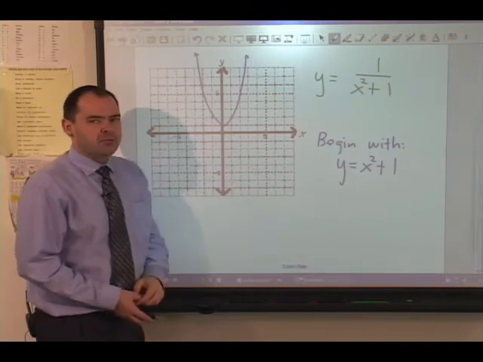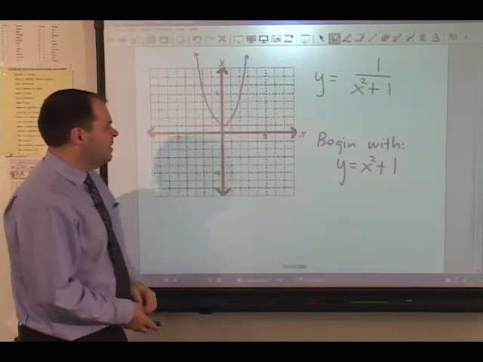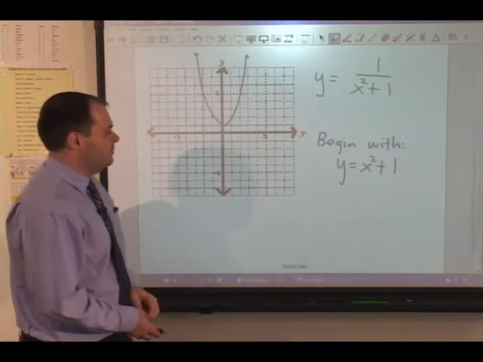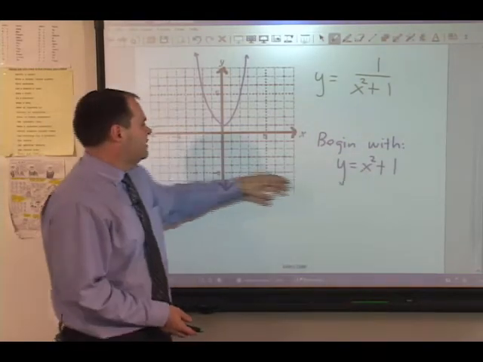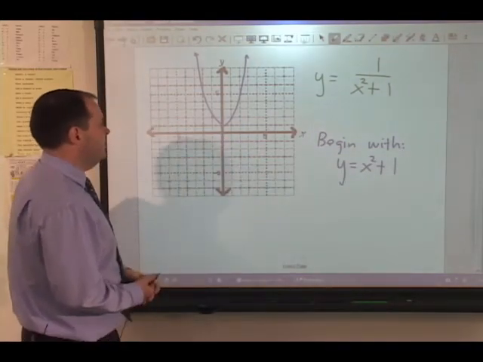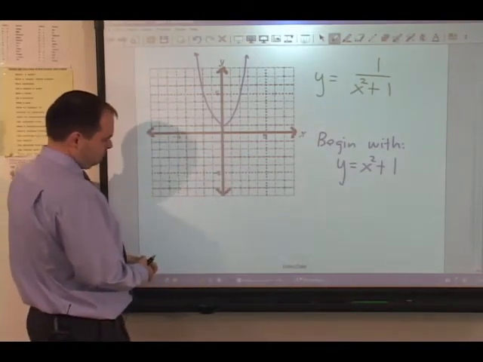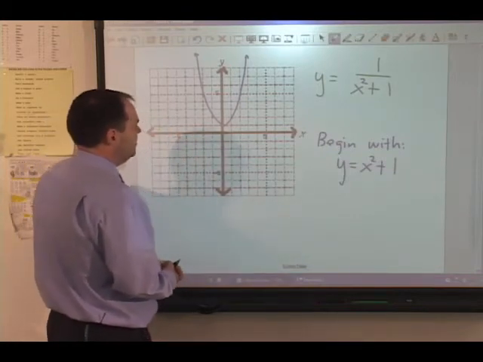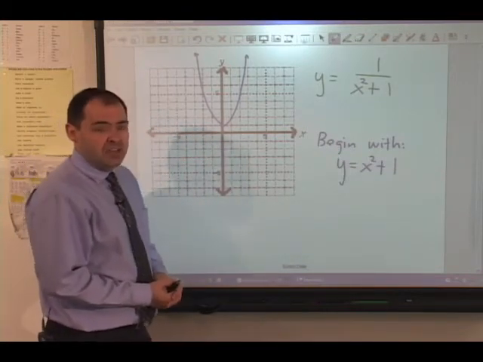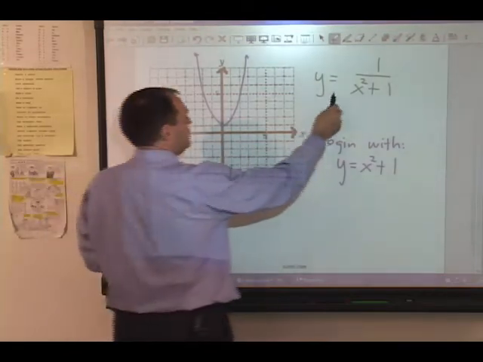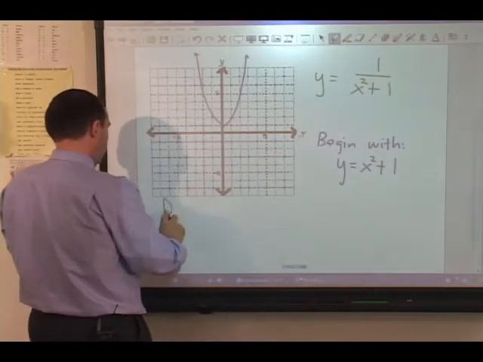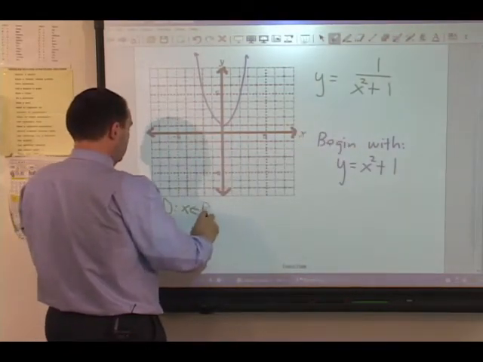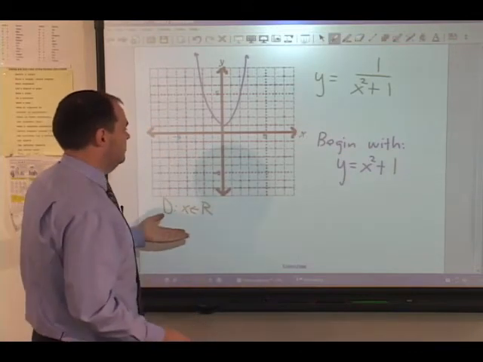For our final example, we'll look at another parabola, but this time a parabola that has no x-intercepts. X squared plus 1 is a basic parabola shifted 1 unit above the axis. All right, so since it has no x-intercepts, it has no restricted values, the domain would be all real values. There will be no vertical asymptotes.